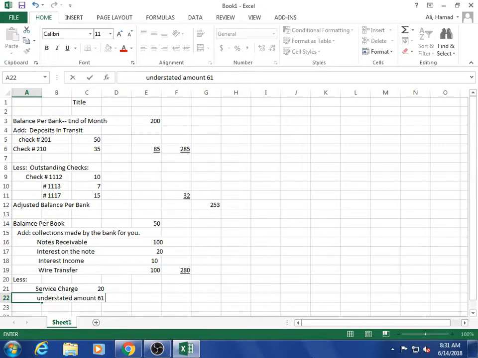You may have a collection fee. You have other fees also. So how much is the deduction here? 81. If you take 81 from 280, what do we get? 199. That means we are still short. So let's change that.